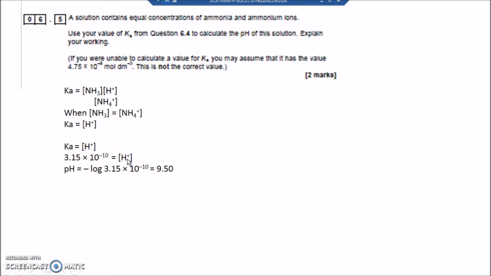That was the value that I got of Ka, and so now it wants me to work out the pH. pH is minus log to the base 10 of hydrogen ion concentration, minus log to the base 10 of 3.15 times 10 to the minus 10 is 9.5, which is correct because it says it's an alkaline or a basic solution, so that's going to be above 7. And ammonia is a weak alkali or a weak base, so that seems to be about right.